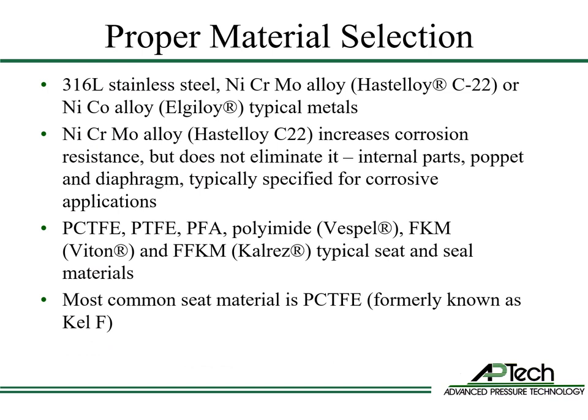Choosing the right materials for your application will ensure a long service life of the valve or regulator. The typical metals used are 316L stainless steel and high-performance alloys such as Hastelloy C-22 and Elgiloy. Elgiloy is typically used for valve diaphragms. Hastelloy C-22 increases corrosion resistance but does not eliminate it. It is commonly used for regulator diaphragms and other internal parts for highly corrosive applications. The valve or regulator body material is often 316L stainless, as high-performance alloys are not needed. Seat and seal material options are polymers such as PCTFE, PTFE, PFA, Polyimide, FKM, and FFKM. The most common seat material is PCTFE.